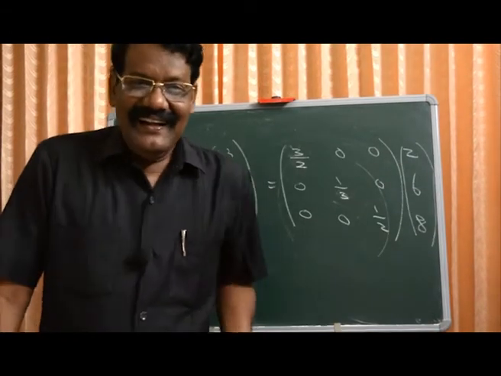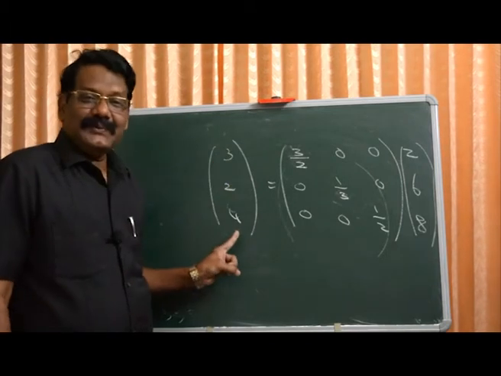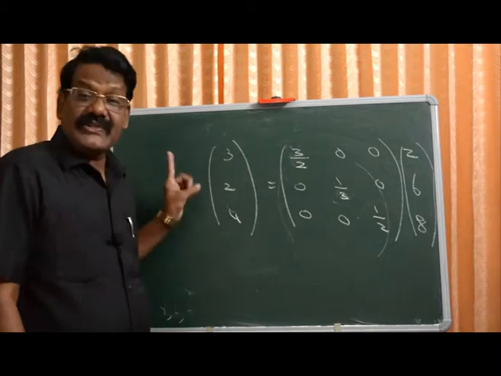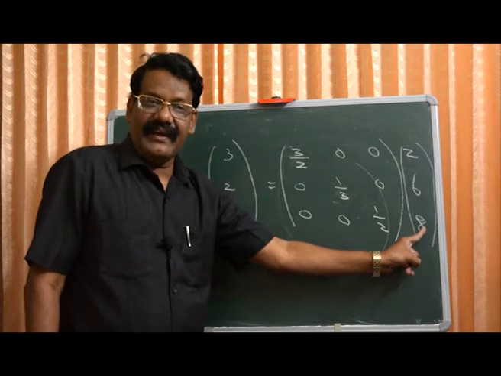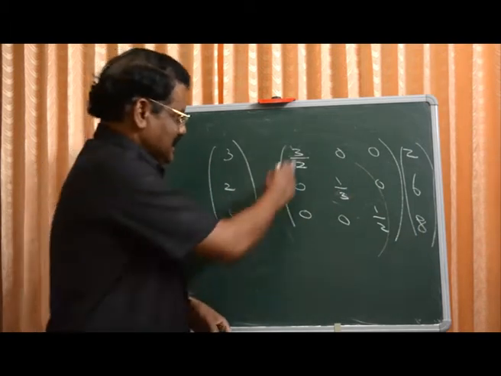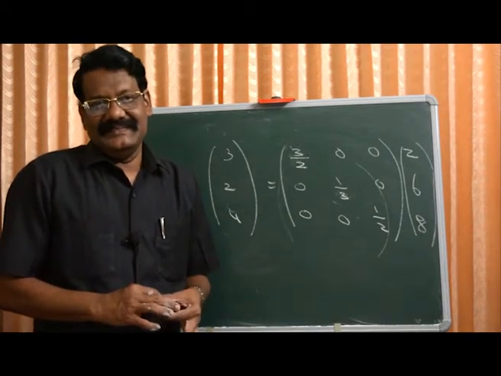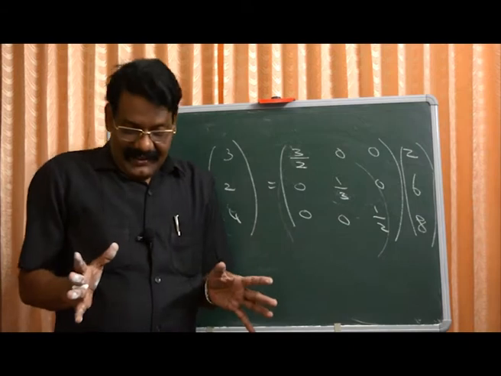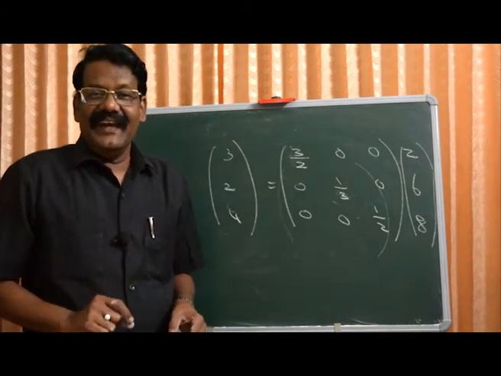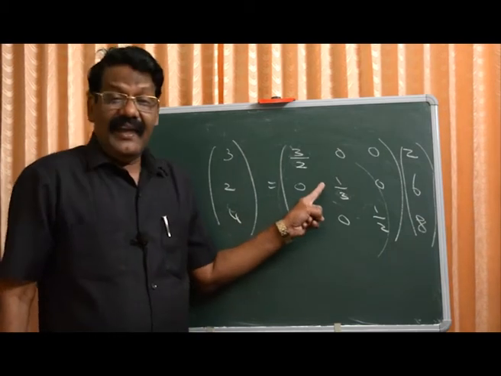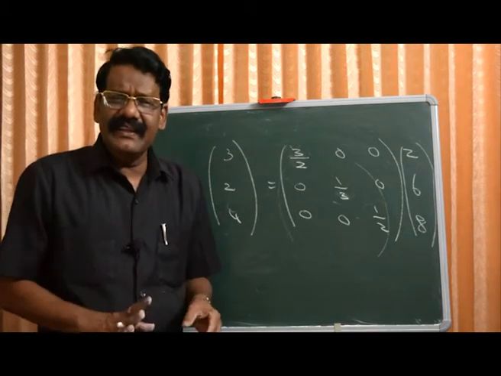Let me recall our example once again. 3, 2, 4 are the components of the force. 2, 6, 8 are the components of the acceleration. And these are the components of the mass. Alright. You are familiar with mass as a single entity. Here, the mass has become a multi-component entity. Is there a relation between them?